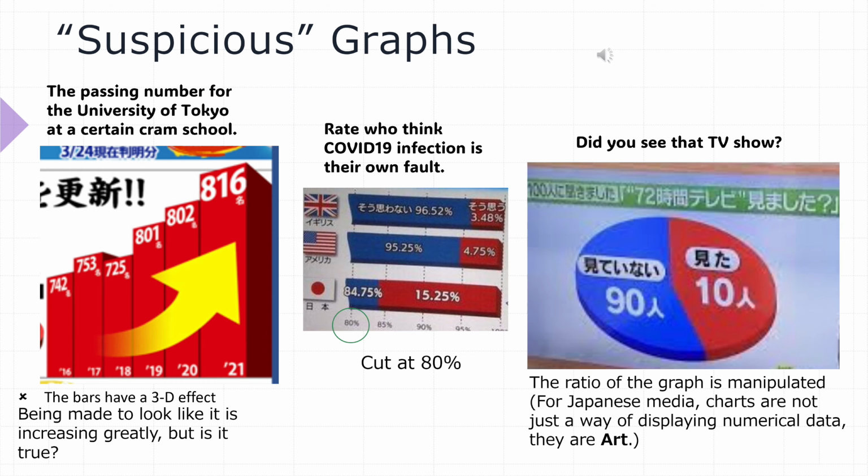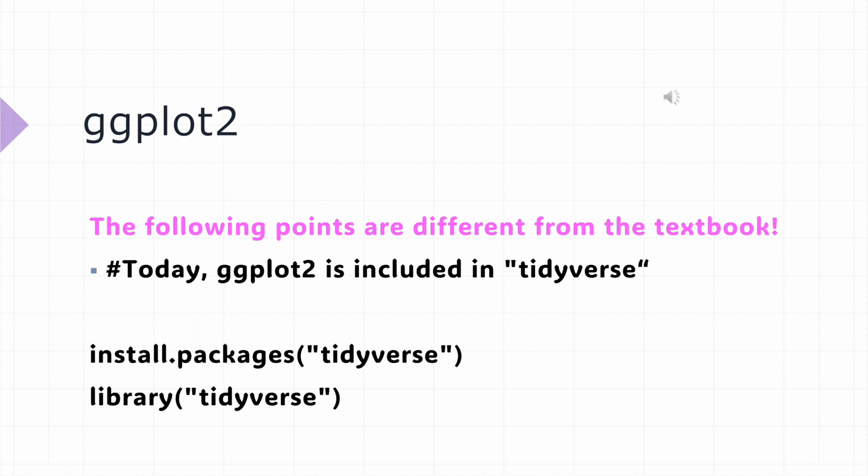A few suspicious styles we sometimes see. Left: bars with 3D effects look dramatic, prove little. Middle: y-axis cut at 80% makes small changes look huge. Right: artistic graphics where picture size does not match the numbers. Nice poster, weak evidence. Let's draw our own graphs.